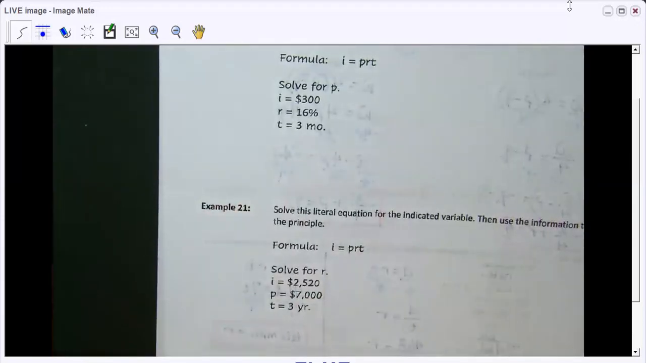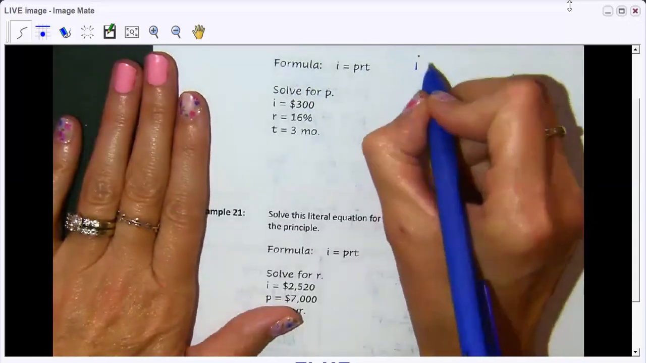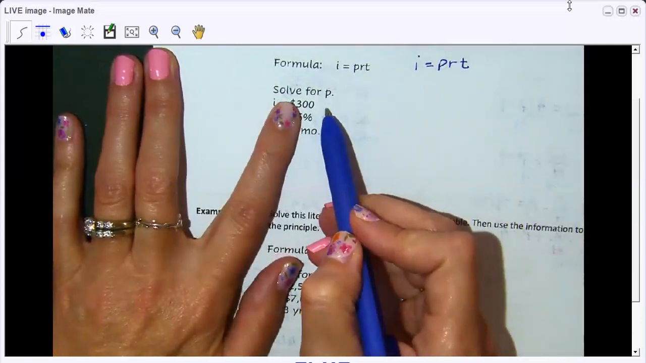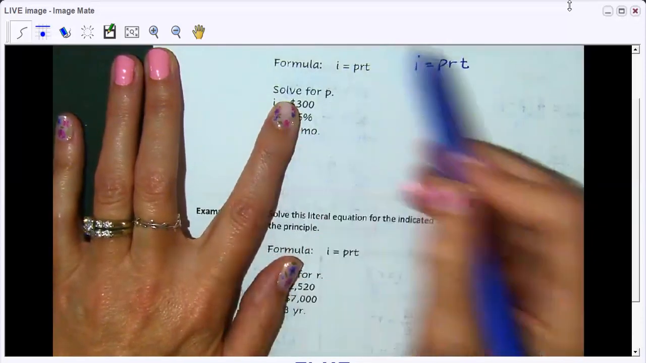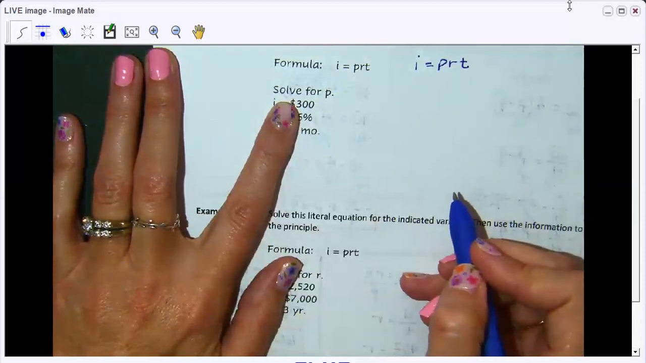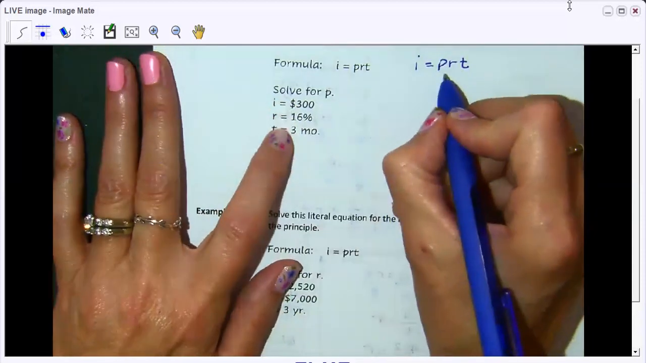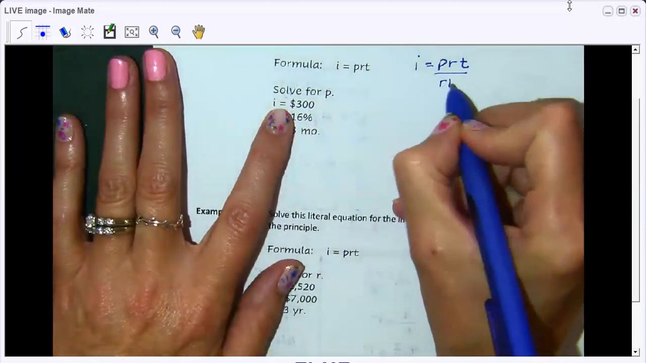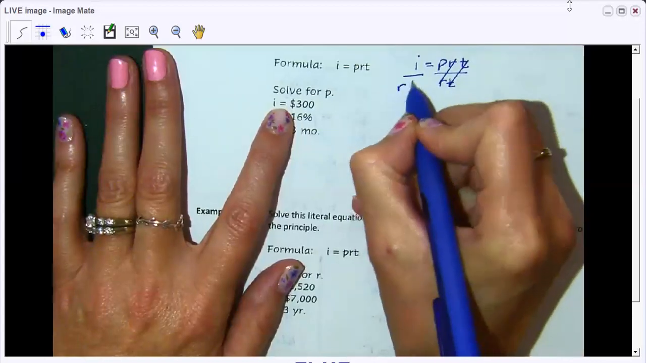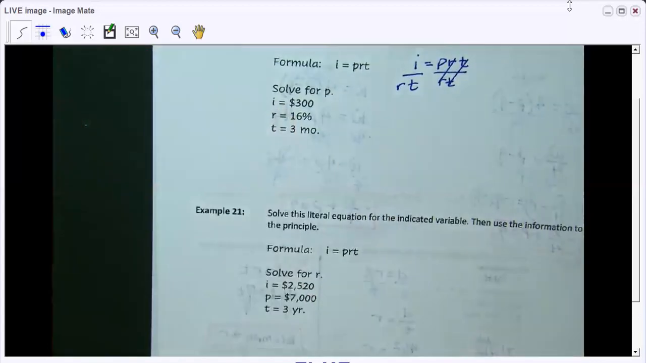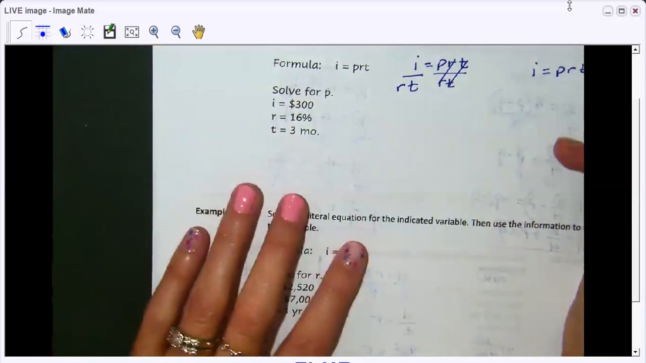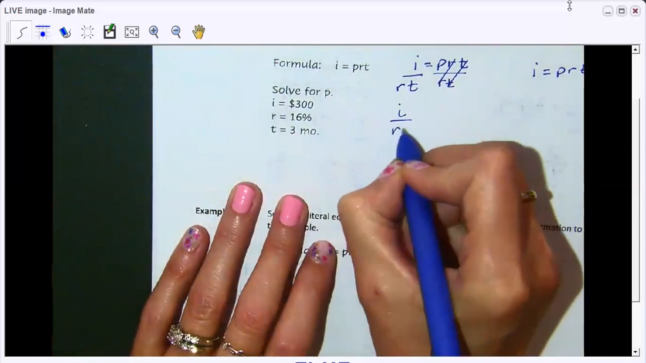I equals PRT, and they want us to solve for the principal. We've done these types of problems before. So we're going to divide by RT on both sides, or you could just leave it as I equals PRT and plug in your information and solve. So I over RT equals P.